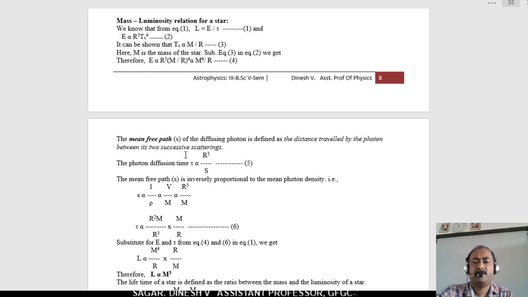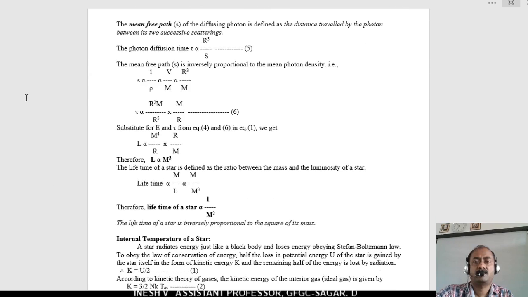Here the mean free path is denoted by the symbol S. Mean free path of the diffusion photon is defined as the distance traveled by the photon between its two successive scatterings. Therefore, the photon diffusion time is given by tau proportional to R cube by S. Let it be equation 5.